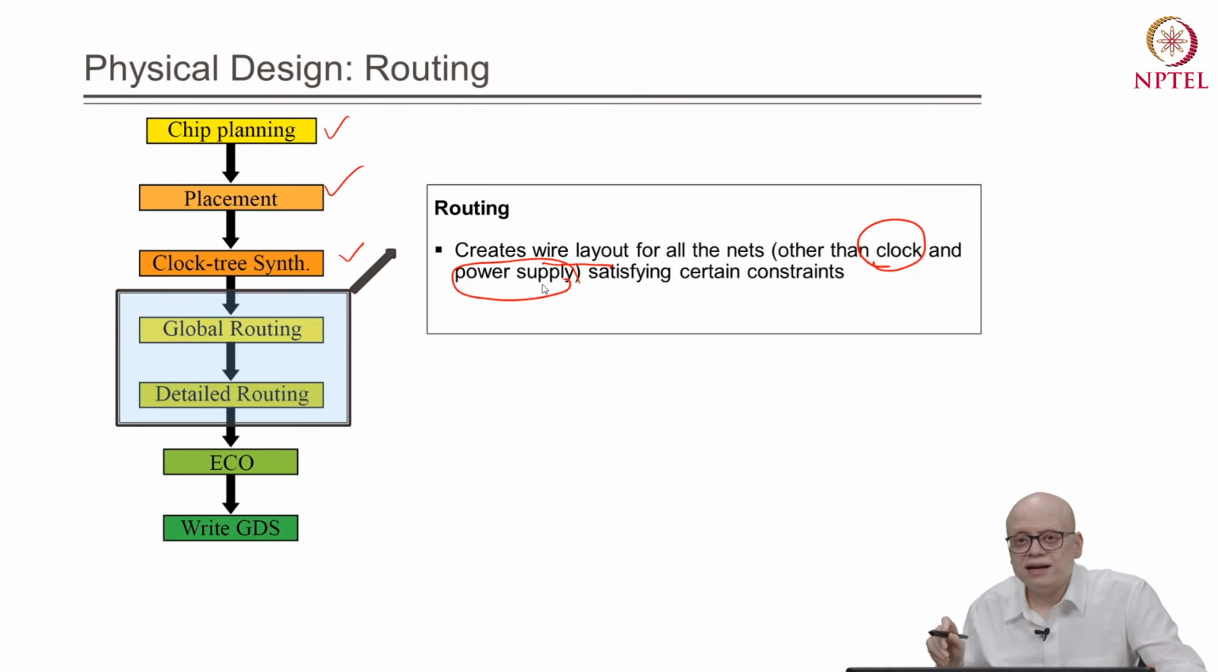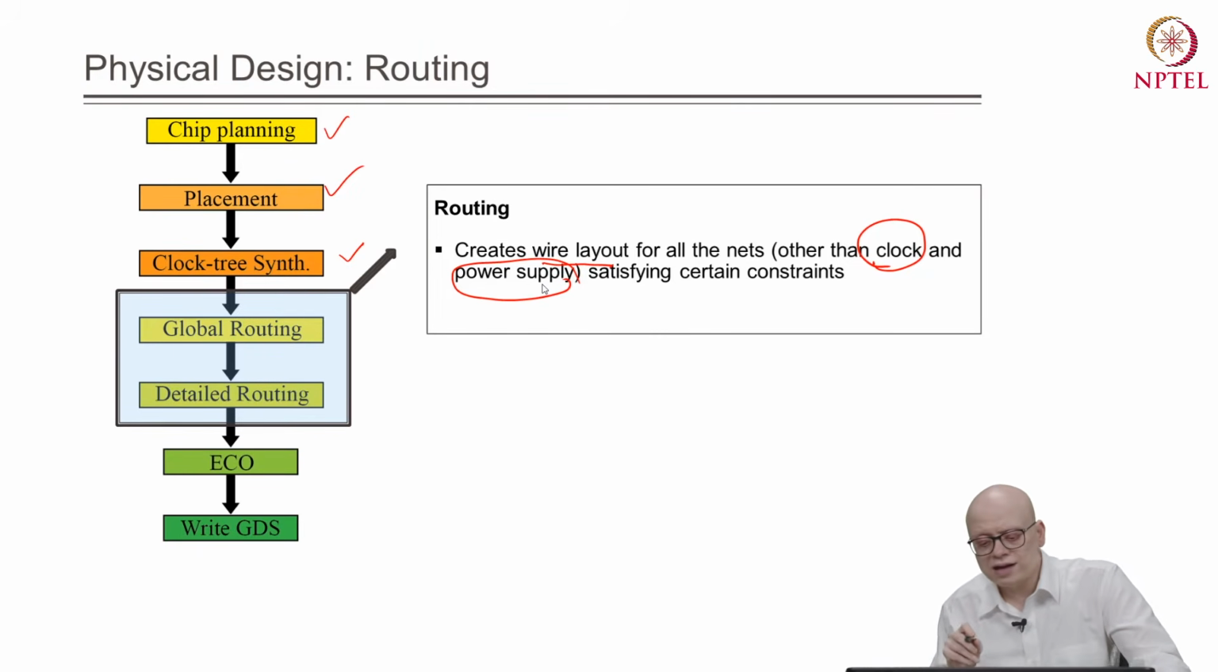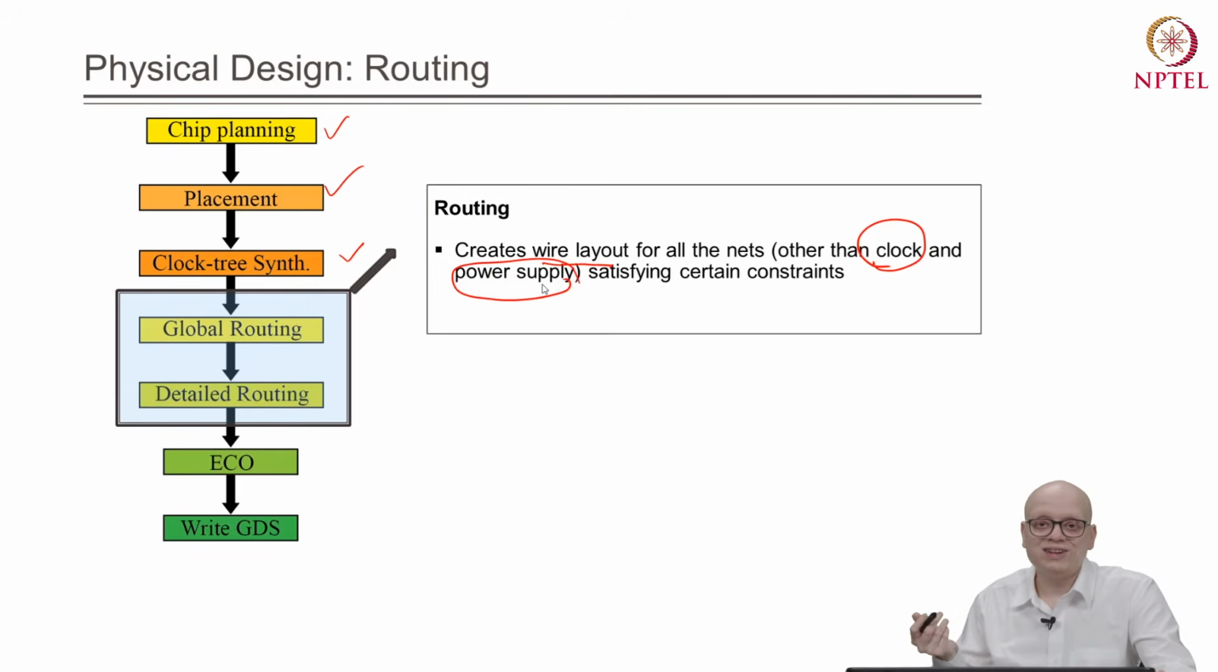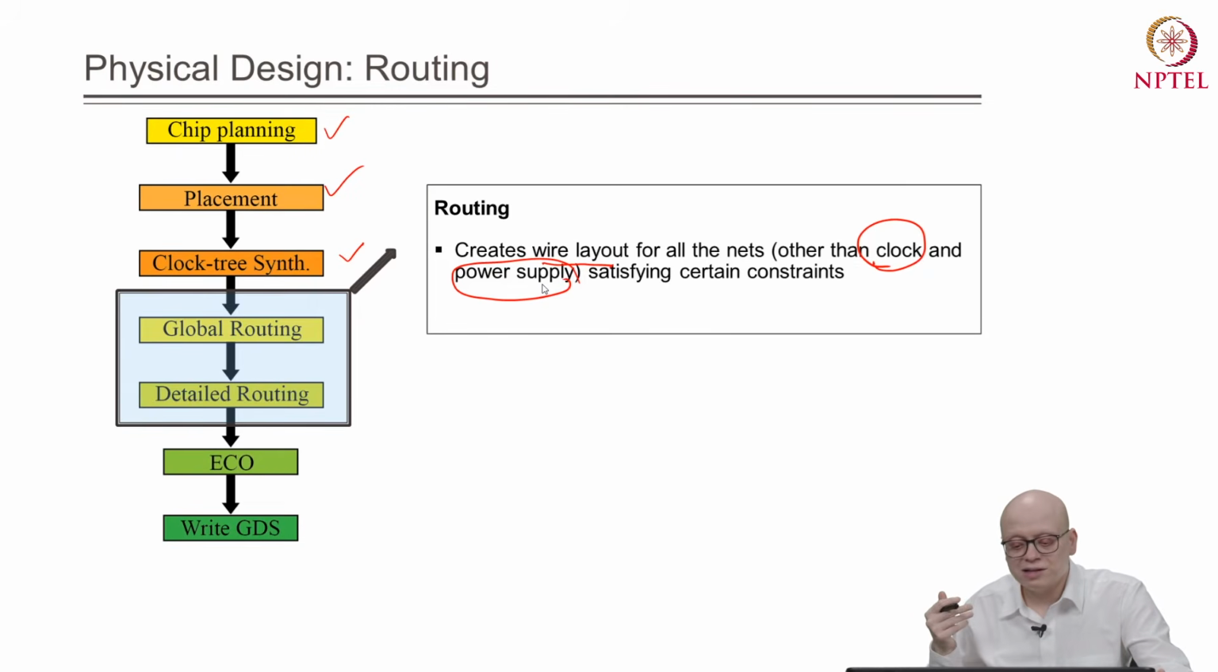So, for the other nets that are there in our design, and those will be a huge number of nets, because in a multi-million gate design there are lots of logic gates, and those will be connected. So, there will be many nets which are still unrouted, and those will be routed during the routing phase.